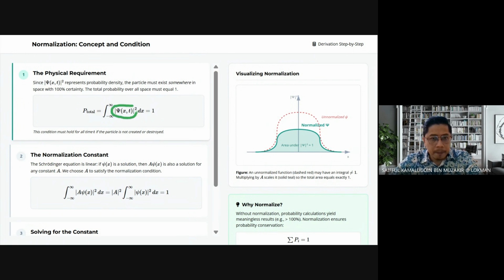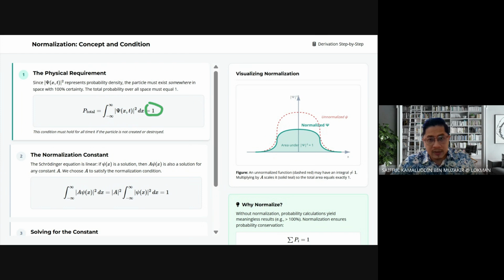Finding psi square means we want to find the probability of the electron to exist at certain places. So we get this bell shape, and the total area under the graph of the bell shape must equal 1. So psi square from negative infinity to positive infinity, from the left-hand side of the curve to the right-hand side of the curve, the area under the graph must equal 1. This is normalization. If we total up all the area under the graph, we get 1.